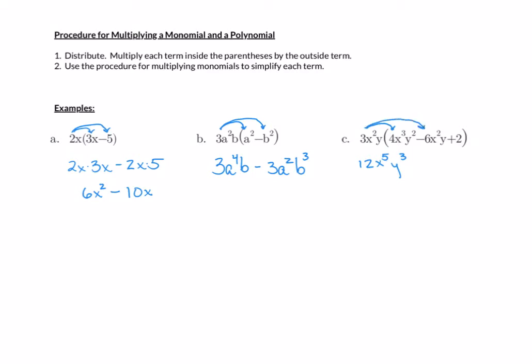For my second term, I get minus 3 times 6 is 18. X squared times x squared is x to the 4th. And y times y is y squared. And for my last term, I get 3 times 2 is 6. And we still have our x squared y. Okay, so that is multiplying a monomial and a polynomial.